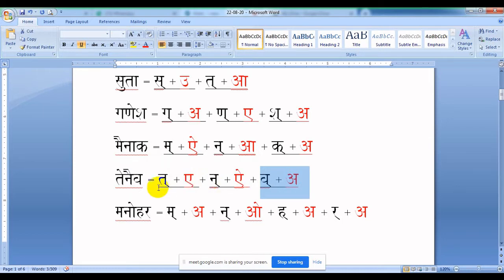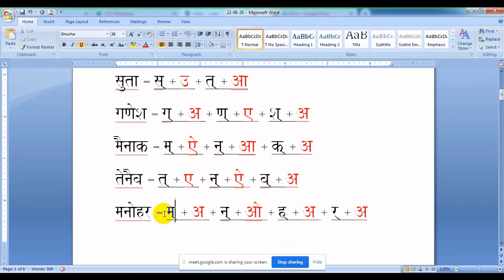Okay, next we have Manohara. Manohara, four letter word. Ma plus A is equal to Ma, then No. Na plus O is equal to No, then Ha plus A is equal to Ha, and Ra plus A is equal to Ra. So, four letter words. Manohara. Please repeat.